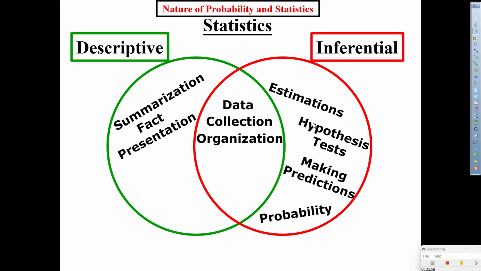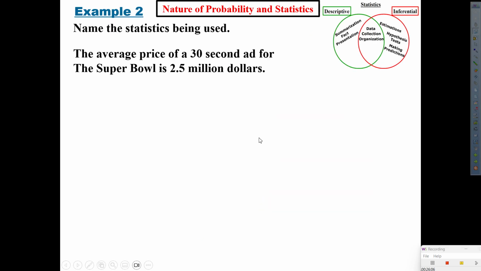So, two types of statistics, descriptive over inferential. Let's see how well we got this. Look up, please. Y'all ready? All right, don't copy this. Pay attention, let me read it to you. It reads, example number 2, what kind of statistic is being used? Here goes the example. The average price of a 30-second ad for the Super Bowl is $2.5 million.